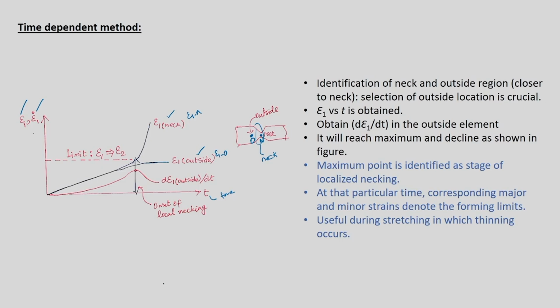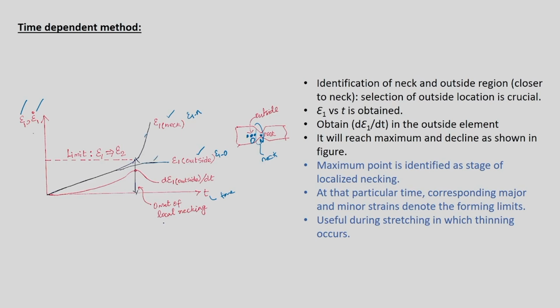But the only thing you have to be cautious about is which location you are going to pick for this O. That is very important, because the neck zone you can somehow identify since it is a small constriction, or some severe deformation contour may develop. But for this outside region, which location you want to choose, this region or this region or this region, one has to be very, very careful. So now these two curves are obtained.